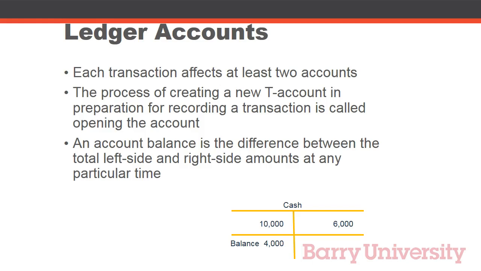The process of creating a new T account in preparation for recording a transaction is called opening the account. An account balance is the difference between the total left side and right side at any particular point in time. So let's look at this example. We have a cash T account, or a cash ledger account, that has a $10,000 increase, debit side, left side, and a $6,000 decrease, right side, credit side. At this point, the balance in the cash account is $4,000, $10,000 minus $6,000.